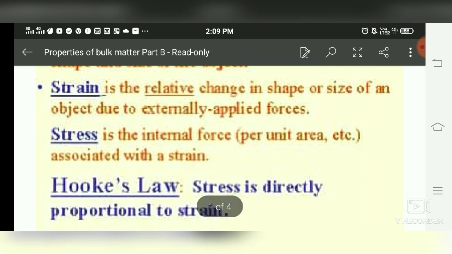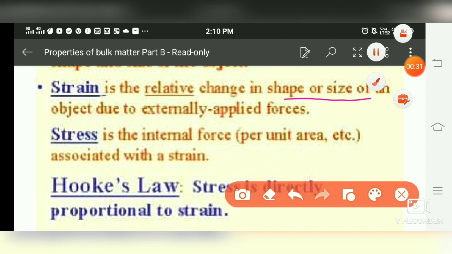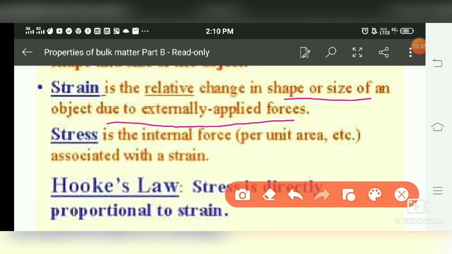Now what is strain and what is stress? Strain is the relative change in the shape or the size of an object due to the externally applied force. Means if we are applying force on a body, then change in its length, volume or the surface is occurring, so that is called strain. And the stress is the internal force associated with the strain.